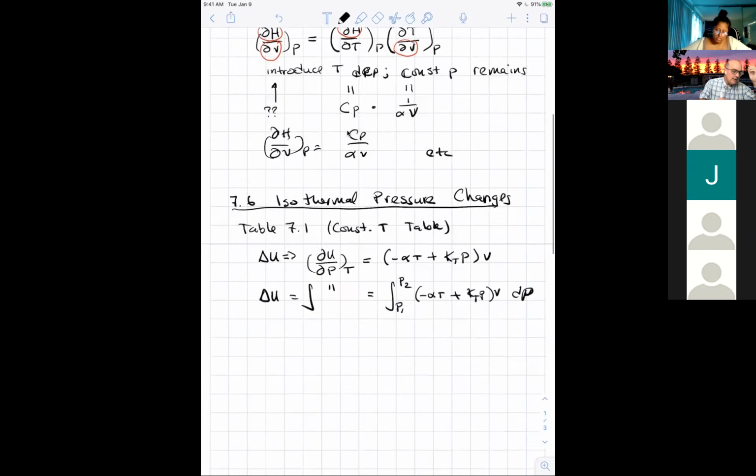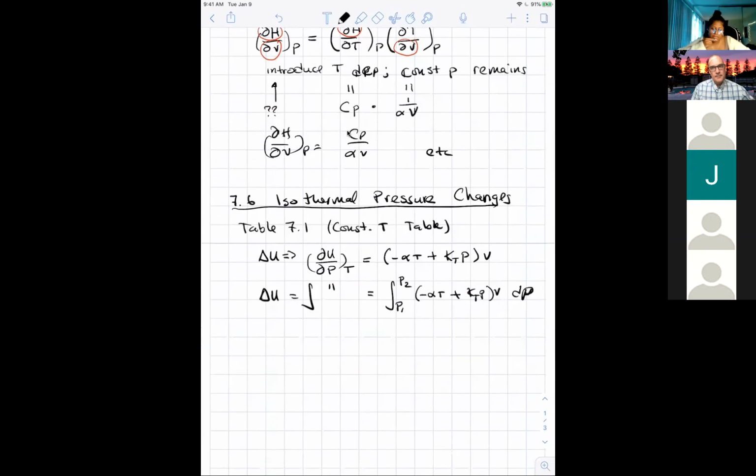Okay, so for any one of these things we actually want to measure, we can go through here. It could be isothermal, it could be isochoric, it could be isobaric or whatever, right? So this just kind of lays out the way we might want to do this, okay?